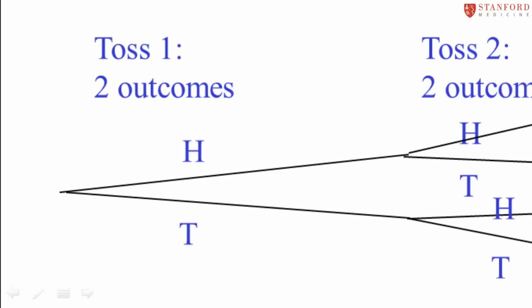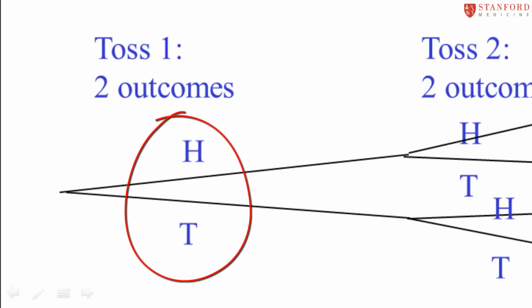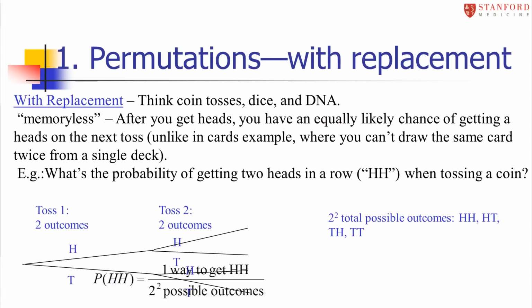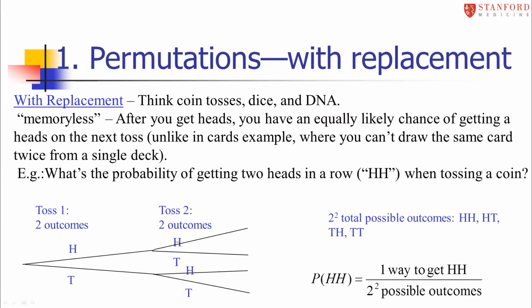So on the first toss of the coin, I can either get a heads or a tails. No matter what happens on the first toss of the coin, on the second toss, I can still either get a heads or a tails, and all of those outcomes are equally likely. Heads and tails are equally likely. So there's 4 branches here, and there's 4 possible outcomes. So if we look at all the branches, here's my 4 possible outcomes.